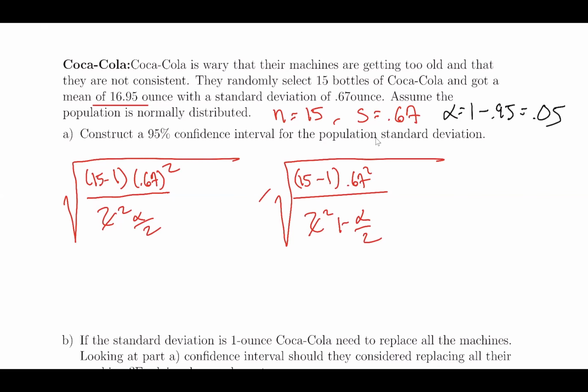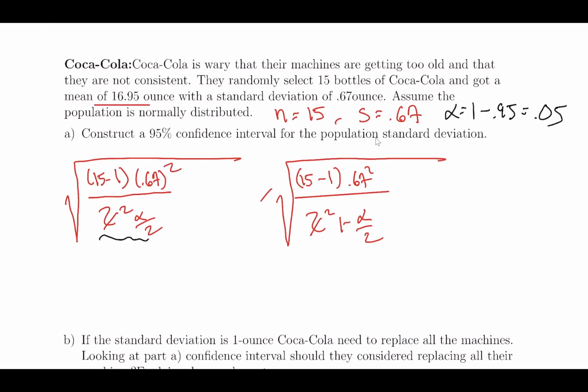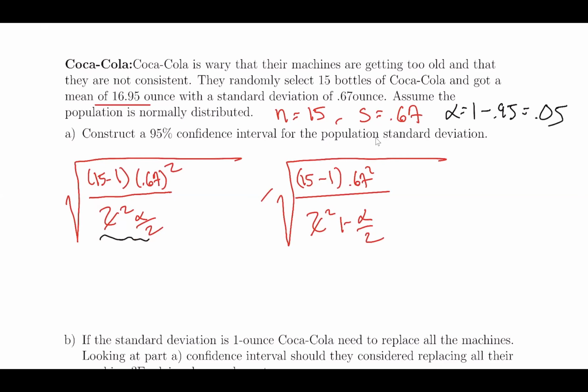Right now I'm going to find this portion over here. I'm going to find chi-square of alpha divided by 2, which is chi-square of 0.05 divided by 2, which would give me chi-square of 0.025. If you do 0.05 divided by 2, it gives you 0.025. Any question on how I got chi-square of 0.025?